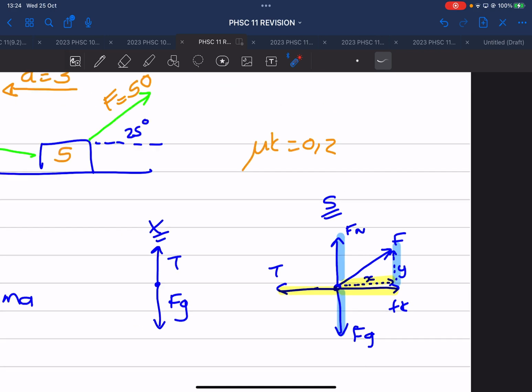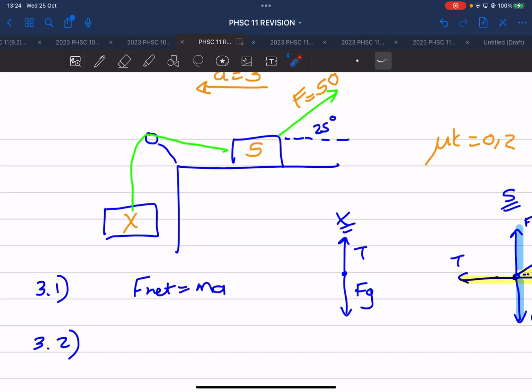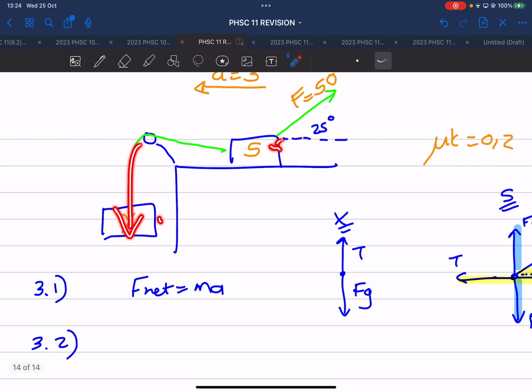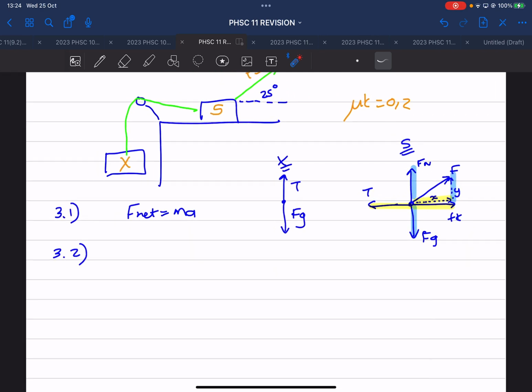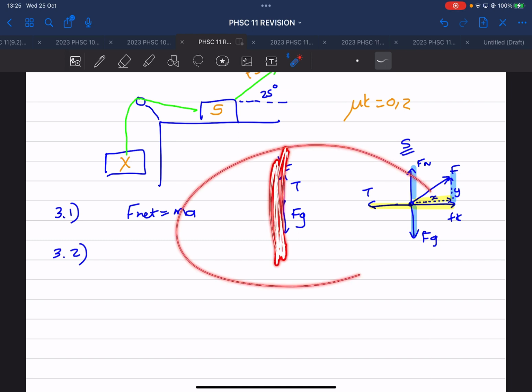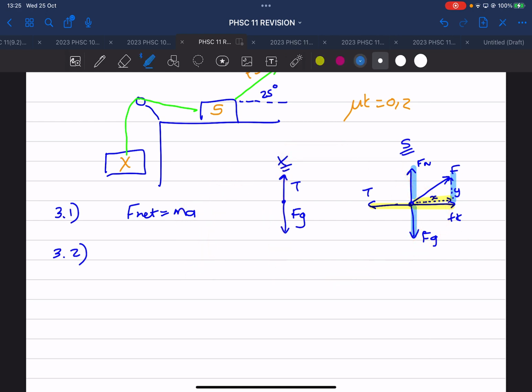My question to you now is, if this X block goes down, in which direction is this block moving? To the left. So this one's X components is linked to this one's Y components. Fatima, yes, yes, yes. So we must highlight it yellow.